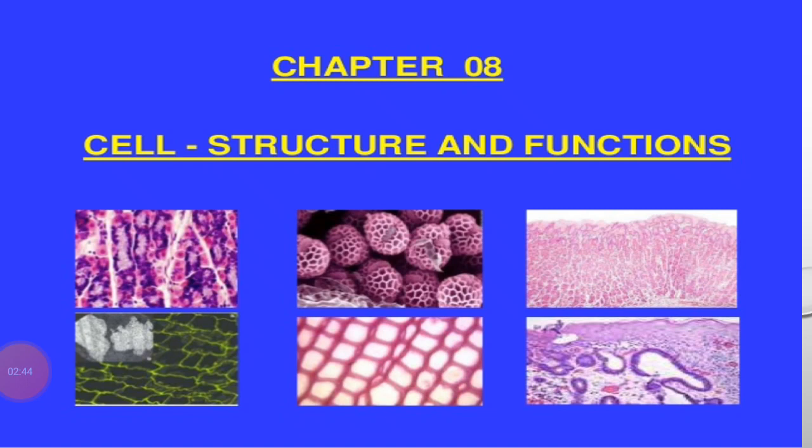When we observe a tree and a potted plant, both appear different from each other, but still they possess similarities between them. And these similarities are mainly due to the same basic unit, and what is that basic unit? That is the cell. So in this chapter we are going to study the structure and the function of the cell.